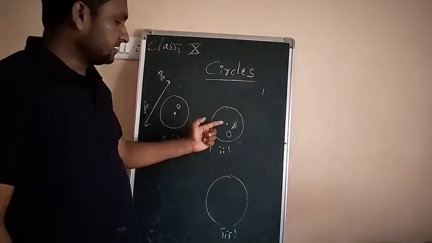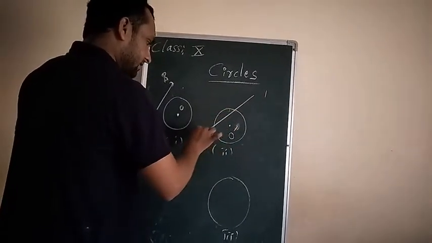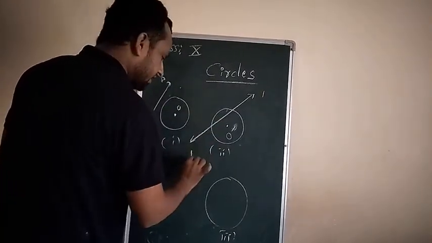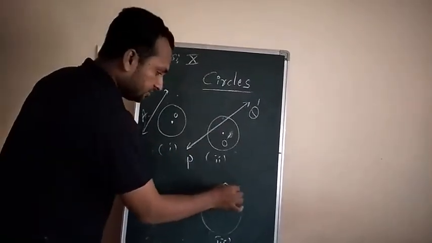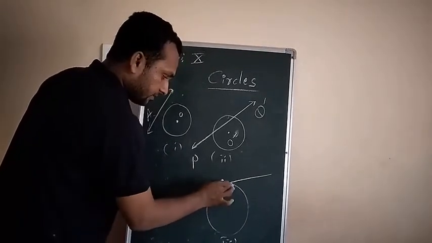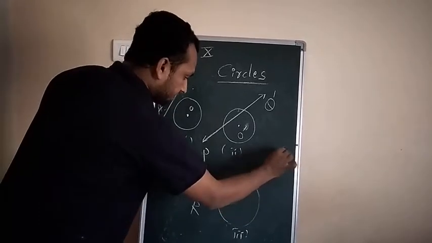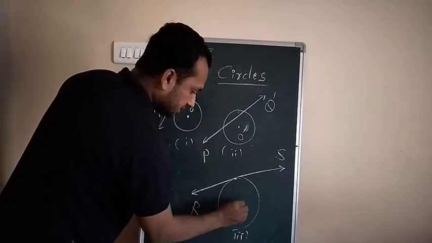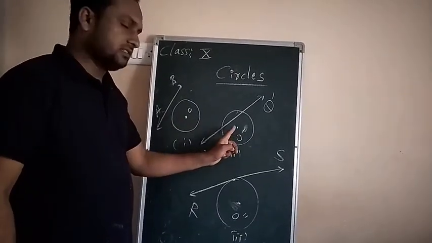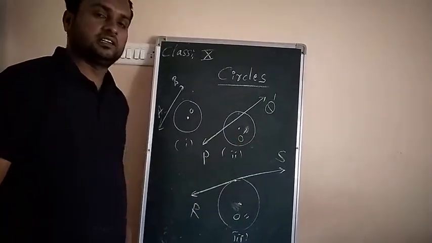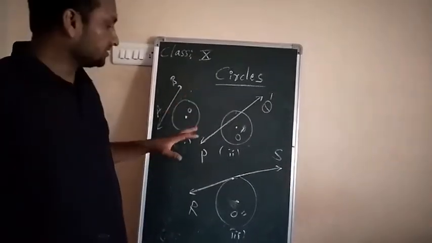Then see, one more line segment passes. See, in the second circle, O dash is the center of the circle. I will draw one more line segment here. Later you can tell me what you can observe in these 3 figures. Now one more line segment I will draw here. This is R and S, and this is the center of the circle, that is O double dash. Here O is the center of the circle, O dash is the center of the circle, here O double dash is the center of the circle. Now see in these 3 figures what you can observe.